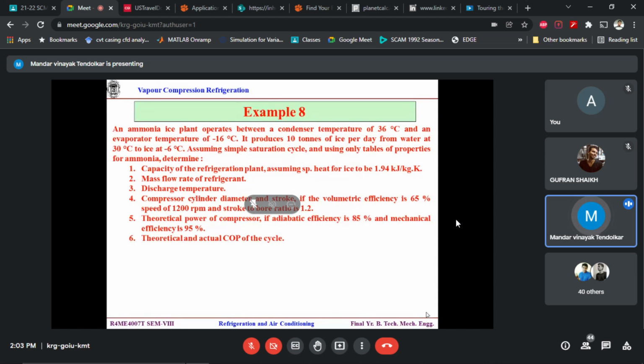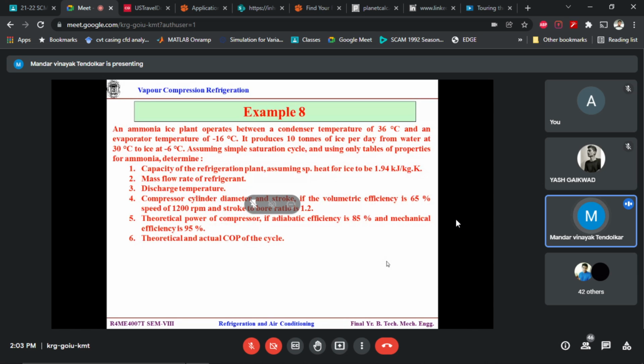And theoretical and actual COP. Fine. So theoretical COP is basically related to the Carnot part, that is 36 degrees Celsius and minus 10 degrees Celsius. And actual COP is what you get from the p-h chart. The p-h chart is the more practical one. Okay, so this is what is asked.